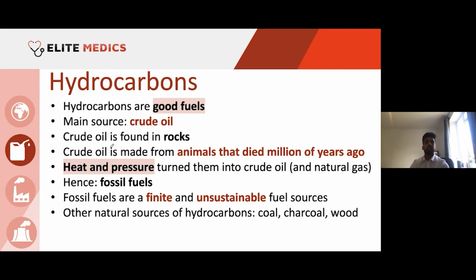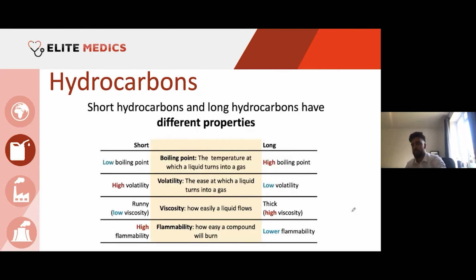So hydrocarbons are good fuels, the main source being crude oil. And crude oil is found in rocks. Now, crude oil is made from animals that died millions of years ago. You then take heat and pressure to turn them into crude oil and natural gas. Hence, they're called fossil fuels. It's coming from the fossils of animals that died millions of years ago, right? Now, fossil fuels are a finite and unsustainable fuel source. Other natural sources of hydrocarbons are coal, charcoal, and wood. Okay. Right. This is very important.